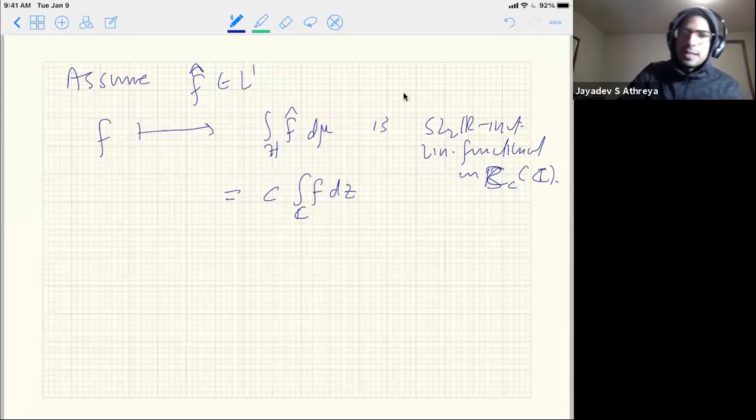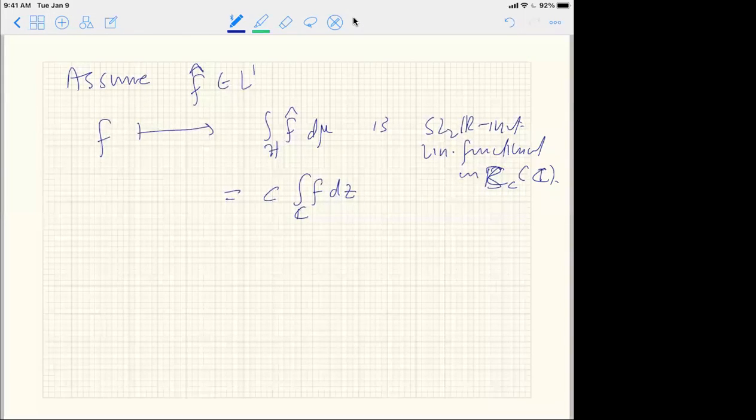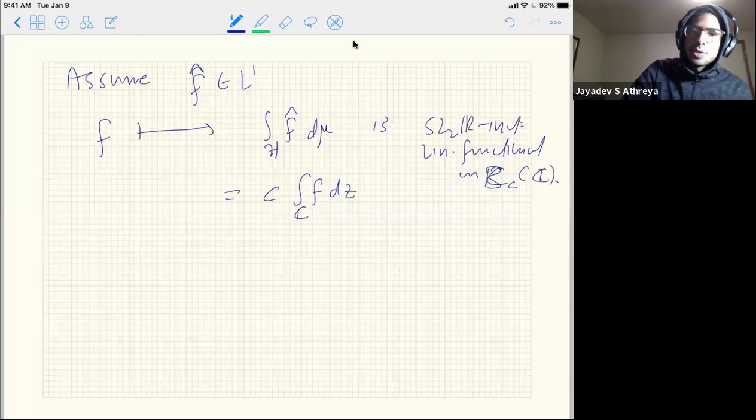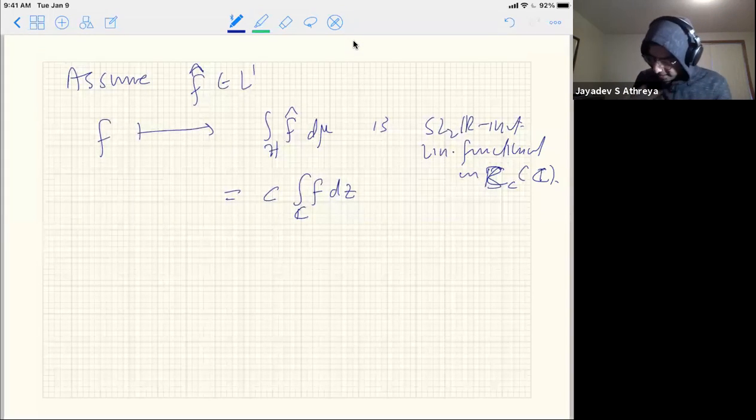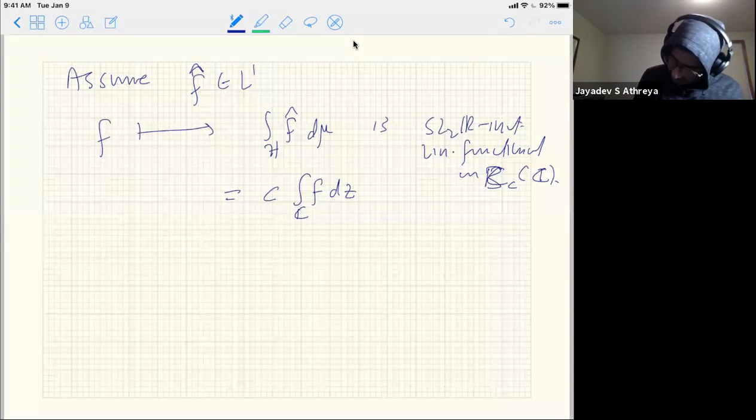Yes. Excellent. Okay, so now what we're going to do is, so we have this L1 formula. So now the question is, is f hat square integrable?